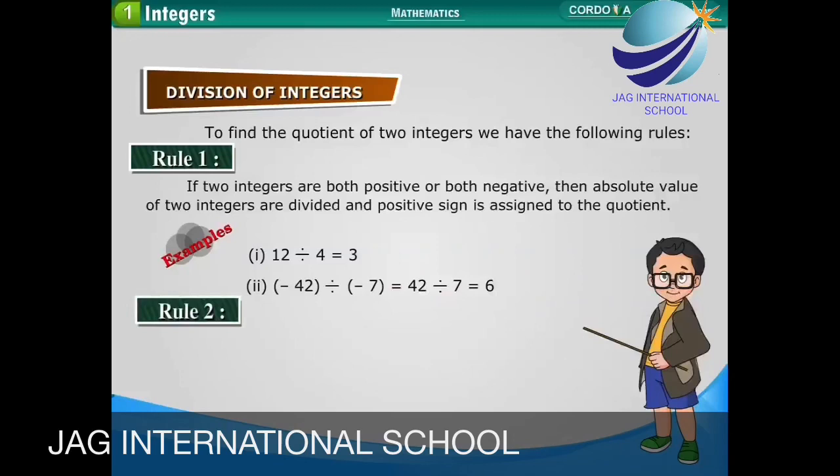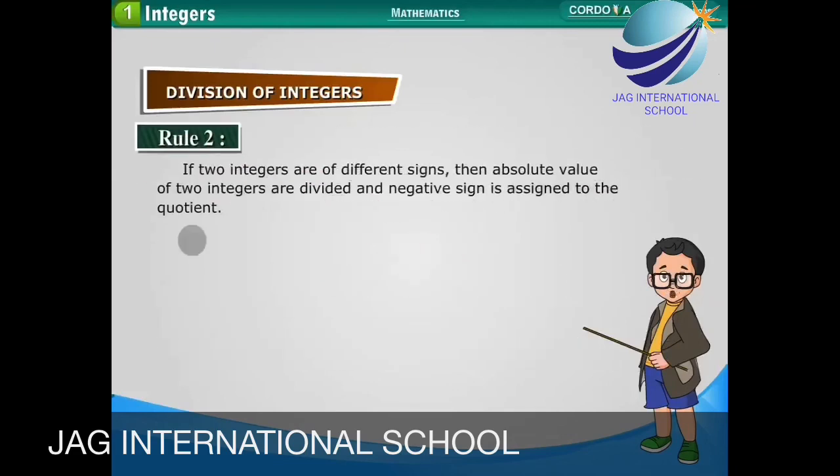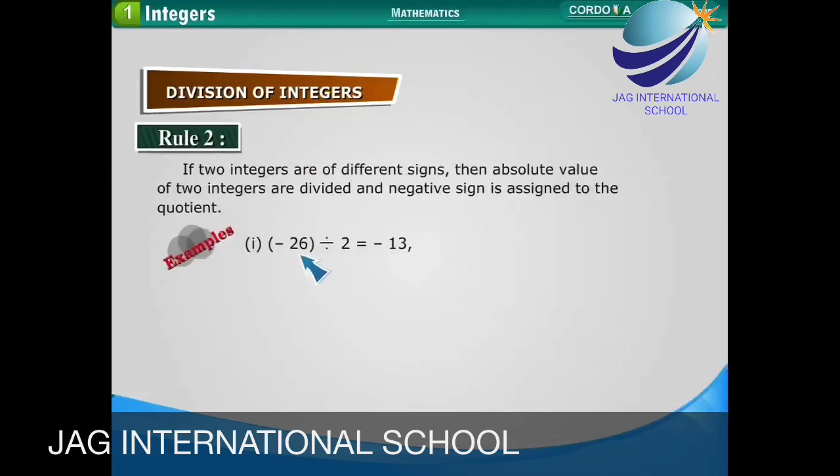Rule 2. If two integers are of different signs, then absolute values of the two integers are divided and a negative sign is assigned to the quotient. Examples: negative 26 divided by 2 is equal to negative 13. 24 divided by negative 6 is equal to negative 4.